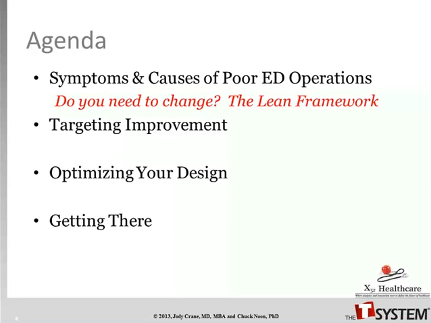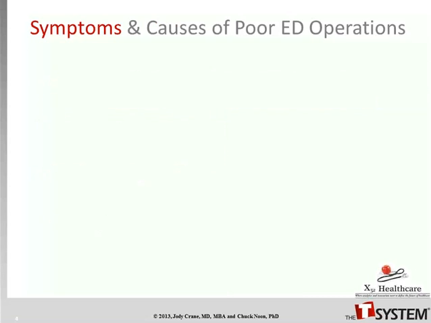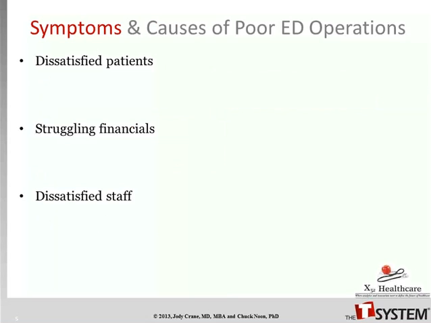Thanks, Jody. So what we want to start out with is this whole notion of symptoms and causes of poor ED operations. Everyone feels them, but they take different forms to different types of stakeholders. We'll also talk a little bit about this notion of the lean framework, which we have found to be a very excellent way to cast your improvement efforts to realize that ongoing improvement. So if we talk about the symptoms, there's really three major categories.